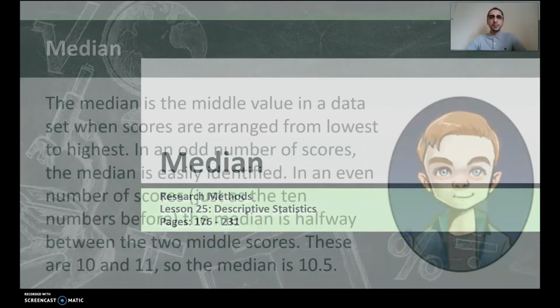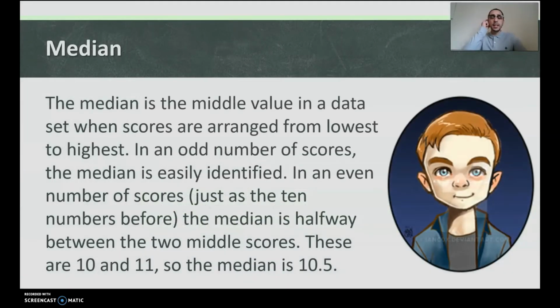Median. Let's have a look at the median. The median is the middle value in a data set when scores are arranged from lowest to highest. First of all, you need to remember it's the middle value, but also you need to arrange them from lowest to highest.